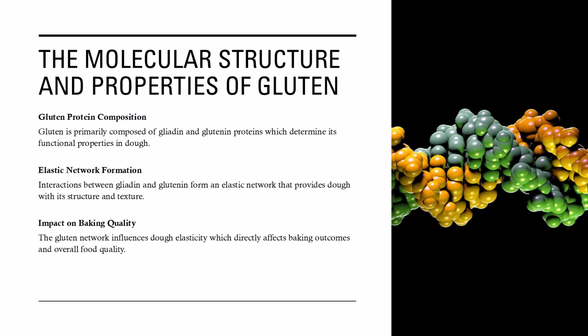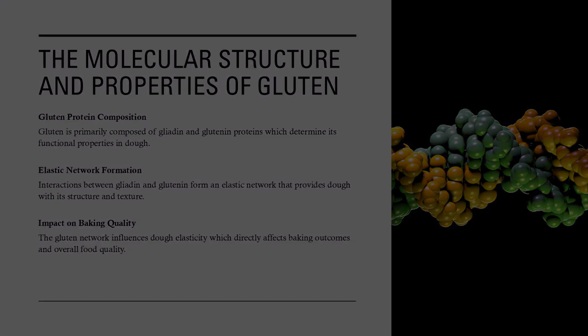The molecular structure and properties of gluten. Gluten is made up of two main proteins, gliadin and glutenin. Together, they form an elastic network that gives dough its structure and affects baking quality. This network is what allows bread to rise and hold its shape.